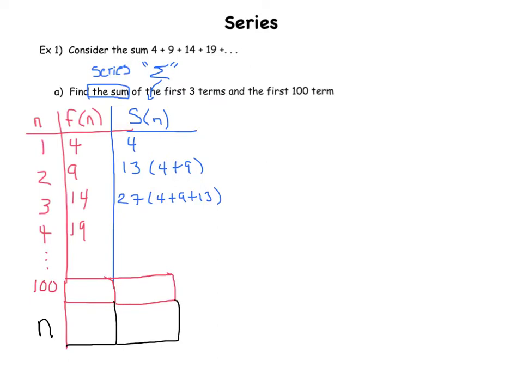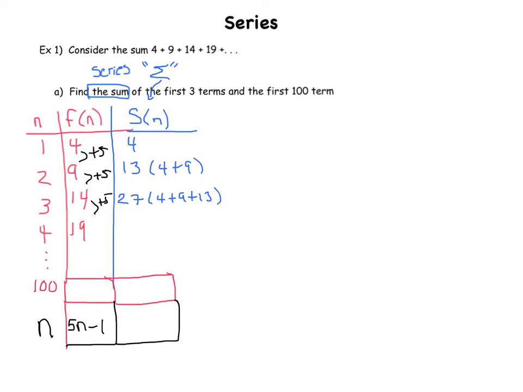Now the second column, the function column, we can come up with a formula pretty easily because this is an arithmetic sequence where we're adding 5 every single time to get to another number. That would mean that the formula is 5n. I'm supposed to get 4 out when I plug in a 1. Right now I'm getting out a 5, so I've got a minus 1 to fix that.